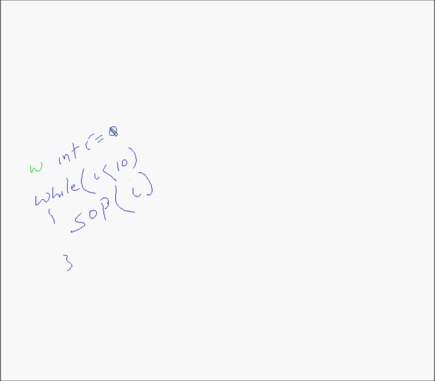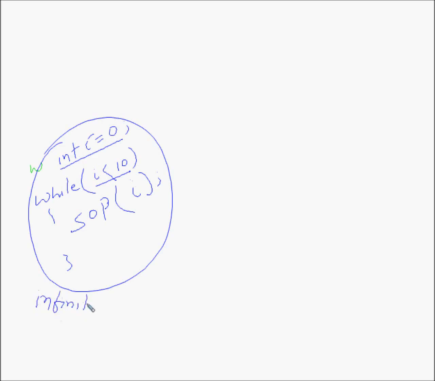So if I write I equal to 0 and I less than 10, what do you think will happen in this program? This is a case of infinite loop, because initialization is here, condition is here, but there's no increment or decrement. So it will keep going on. This is what an infinite loop is.